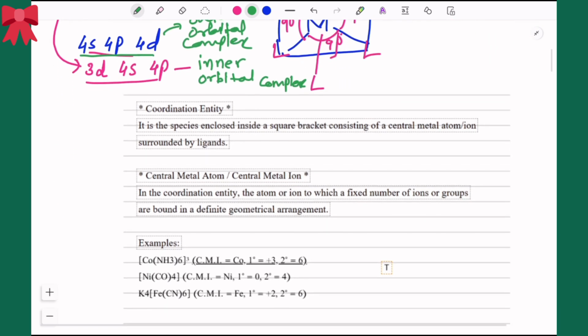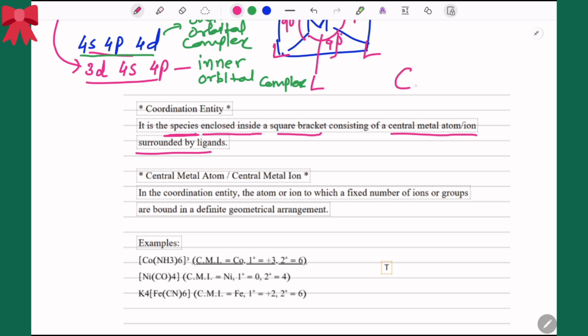Let's finish up these few terms. Coordination entity. This we have already discussed. Coordination entity is that particular species which is enclosed inside a square bracket, consisting of a central metal atom or ion surrounded by ligands. Very simple. For examples, I would request you to please memorize certain examples, or you can create your own examples in the exam.